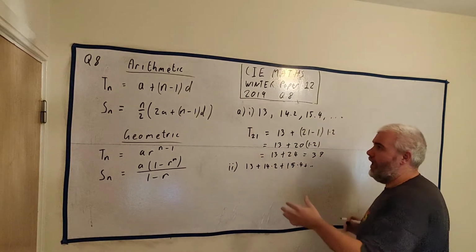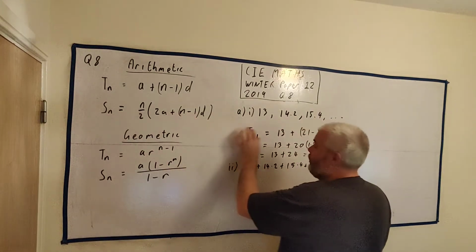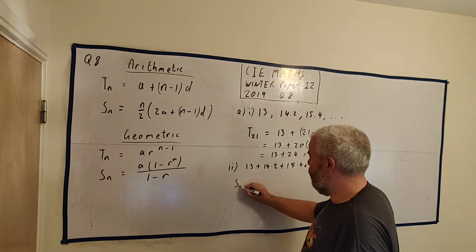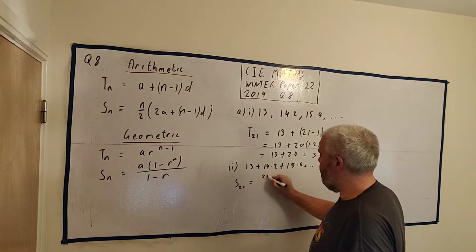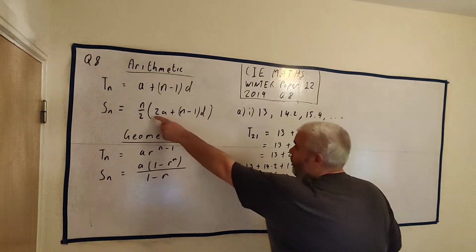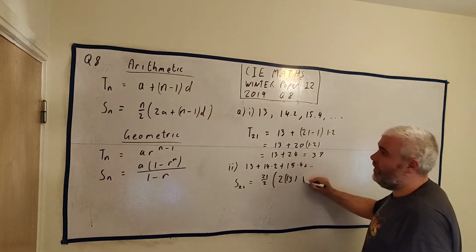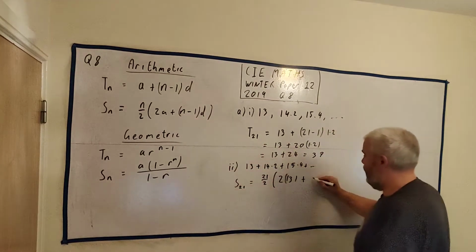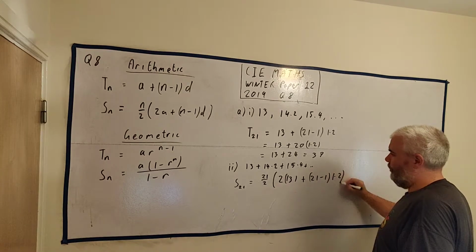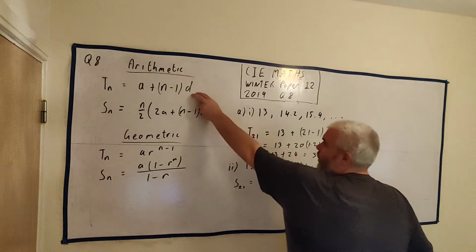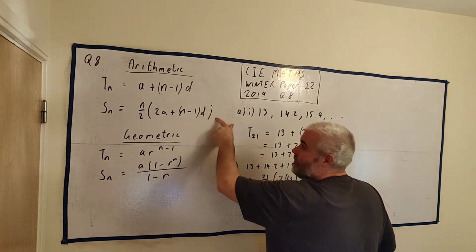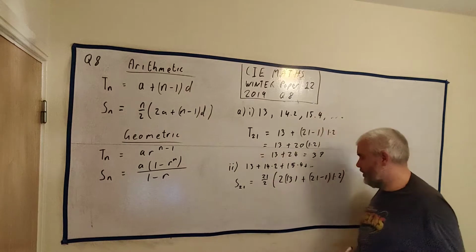This gives me S21, which will be the first 21 terms added up. So S21 is equal to 21 divided by 2, times 2 times 13. I'm just filling in the numbers. 2A, where A is now 13, plus 21 minus 1, and D is 1.2. So quite similar to the term above here. If you look up how to prove this term, you'll see it mostly comes from this.